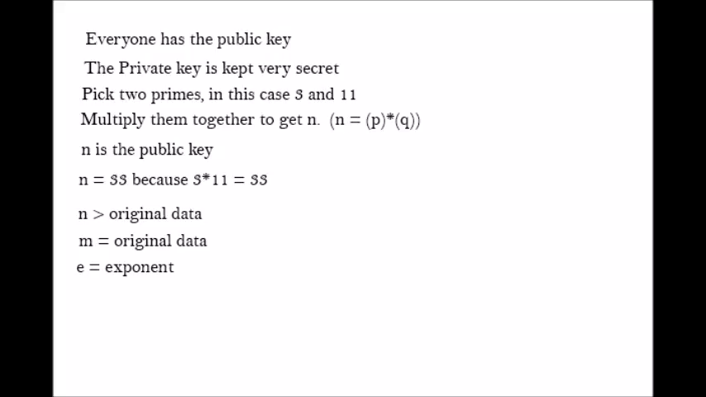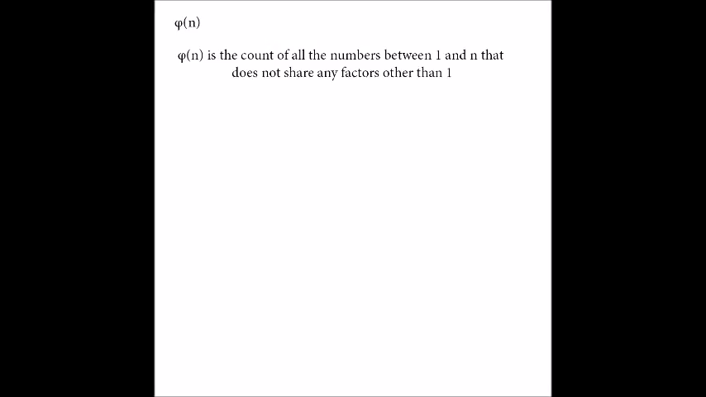And this requires multiple steps. The first step is to calculate the value of phi of n. It looks kind of scary, but phi of n is Euler's totient function. What it does is it takes the value of n and lists all the numbers that have a greatest common factor of 1 with n. So the only number they have in common with n is 1. And it counts how many there are.